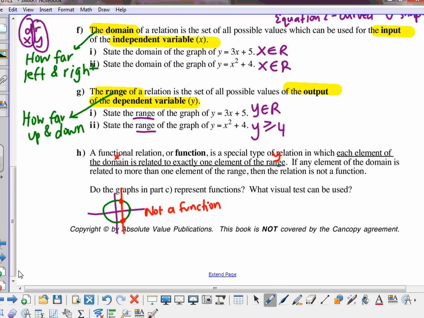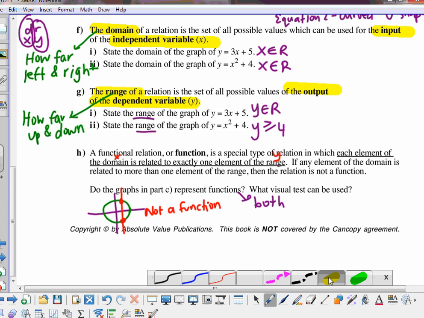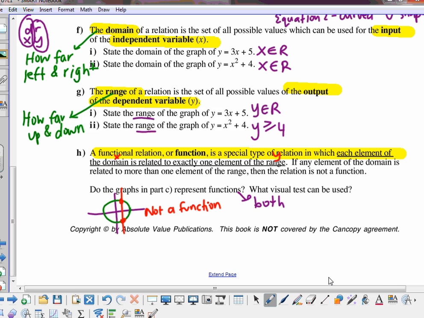So which represent functions? They both do. We did the vertical line test to figure that out. A function, this last bit, is a special type of relation in which each x has only one y. Each input gives only one output. You put money in the vending machine, only one thing comes out. It doesn't get confused and have two things come out. You wish.